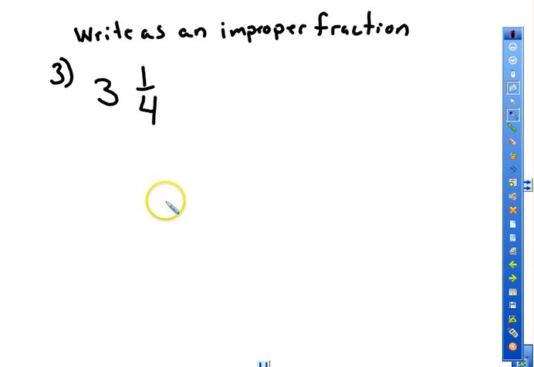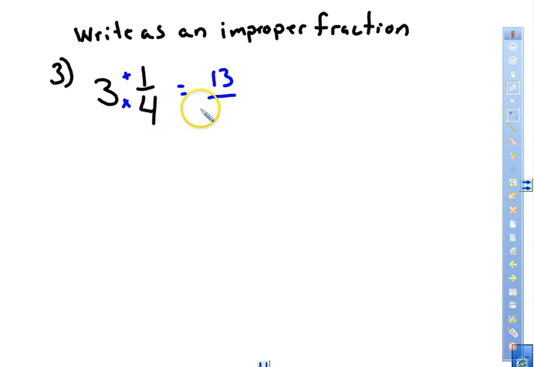Let's look at the next problem. It says write as an improper fraction. So go ahead and solve this and hit pause. For this, again, we're going to take 4 times 3, the denominator times the whole number, which is 12, and then we're going to add 1 to 12, which gives me 13, and the denominator always stays the same. So 13/4, done. That is an improper fraction.